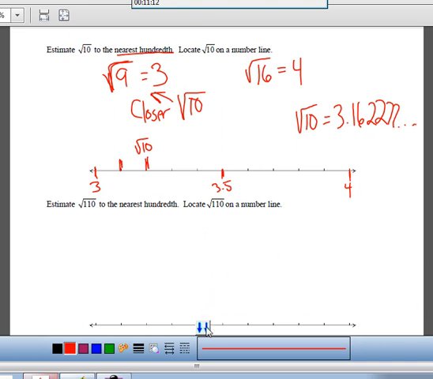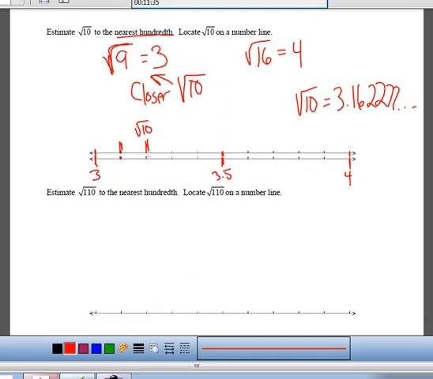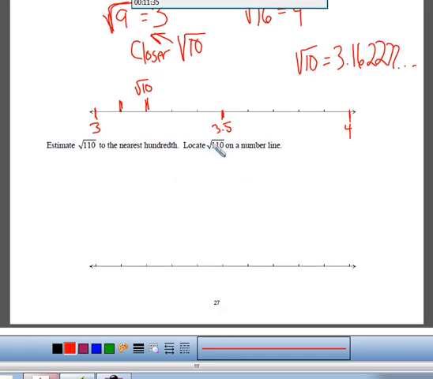Okay, so the next one you're going to do on your own. You're going to find the square root of 110. Before you do this on a calculator, find the perfect square below it and the perfect square above it. I'll give you a hint. The one above it is the square root of 121. Find what that equals. Then find the one below it.